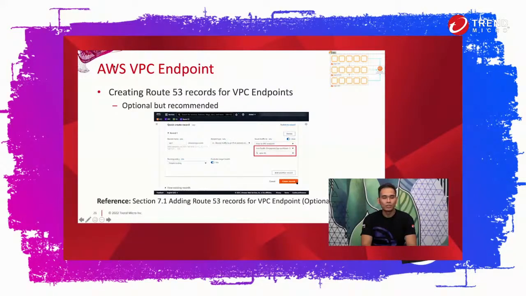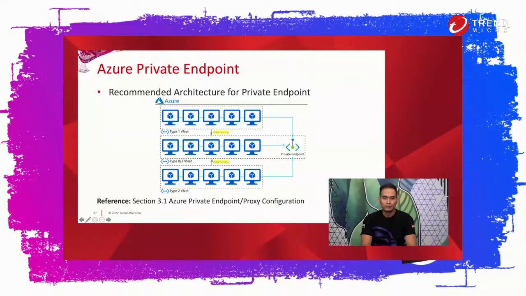This is for the creation of Route 53 for VPC endpoints. This is optional but recommended as best practice, especially if you have multiple endpoints to manage. Okay, so I've gone through the AWS network requests and the VPC creations.